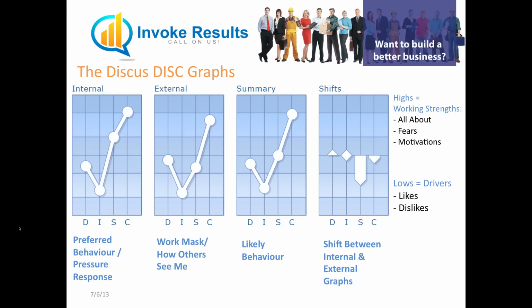So the shift graph is a very quick way for someone to look at that and go, okay, well, I can quickly see that this person's S factor has dropped quite a bit. And as we can see from the internal, they've got a high S, and then on the external, they've got a low S. So the bigger the shift, the more of an impact it's likely to have on the person. So that's the 4 DISC graphs from which all of the words in the report now come.